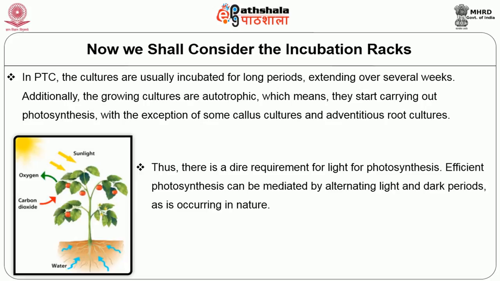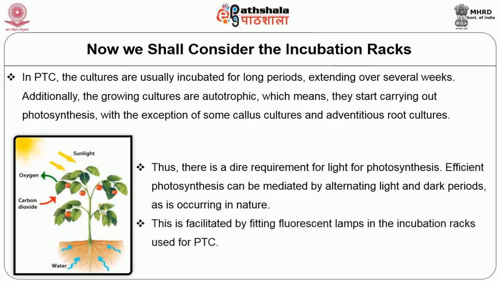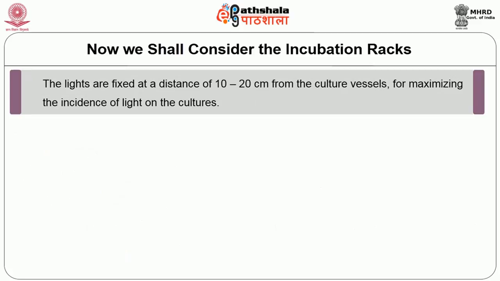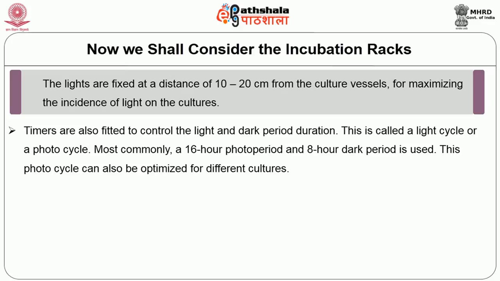This is facilitated by fitting fluorescent lamps in the incubation racks used for PTC. The lights are fixed at a distance of 10 to 20 centimeters from the culture vessels for maximizing the incidence of light on the cultures. Timers are also fitted to control the light and dark period duration. This is called a light cycle or a photo cycle. Most commonly, a 16-hour photo period and an 8-hour dark period is used, and this photo cycle can also be optimized for different cultures.